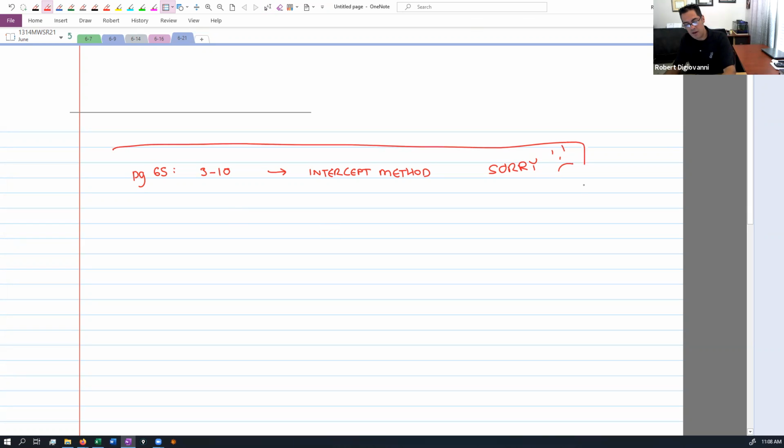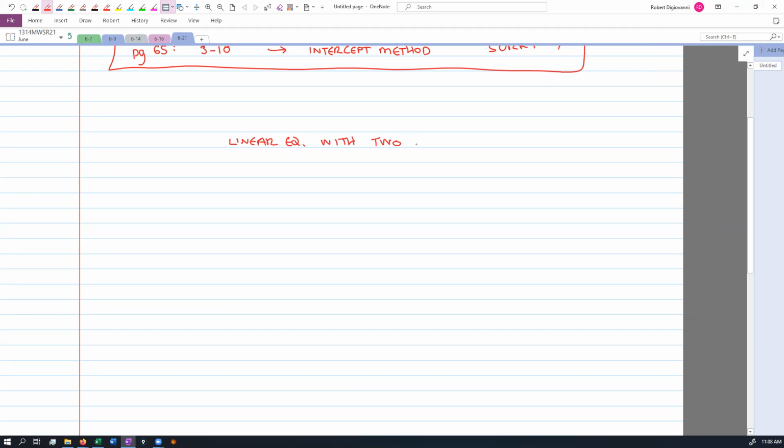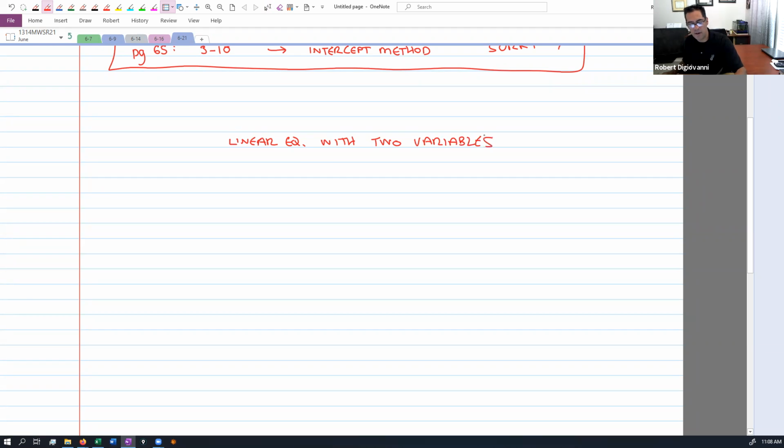All right, so that covers last class. For today, we kind of started talking about it last time, and that is when it comes to linear equations with two variables, usually X and Y, when you look at these, they are lines. When we draw them, we get lines. And there are two ways to draw these. We have the intercept method, which is what we did last time. And the other way of doing it is what's called the slope-intercept method. And that's what today is about.